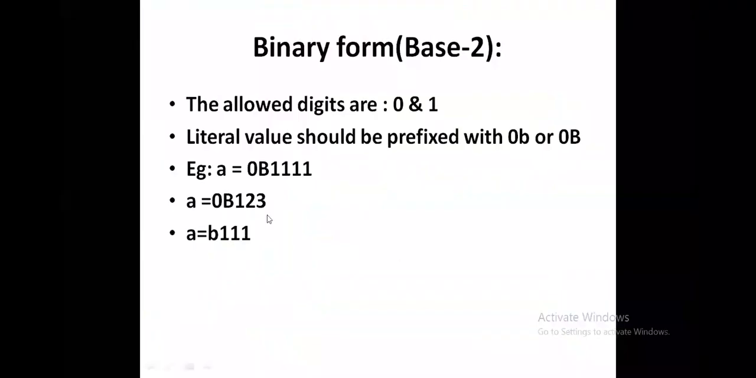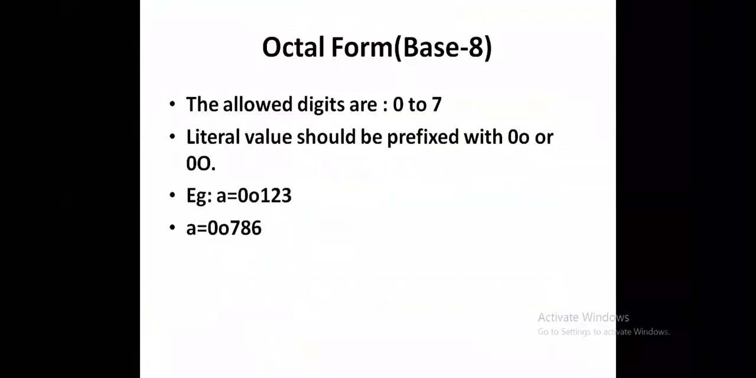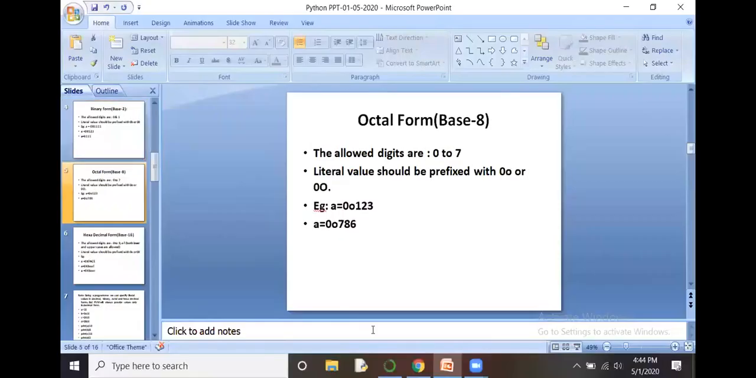That means you can represent your number in binary values also. Next, octal. You can represent your data in terms of octal. You already know that octal digits are from 0 to 7. An octal number can be represented with the prefix 0 small o or 0 capital O. There you can see the example: A is equal to 0o123. That means your interpreter recognizes that 123 is a number represented in octal form. How does it recognize? Because there is a prefix 0o. That o can be either a small letter or a capital letter.